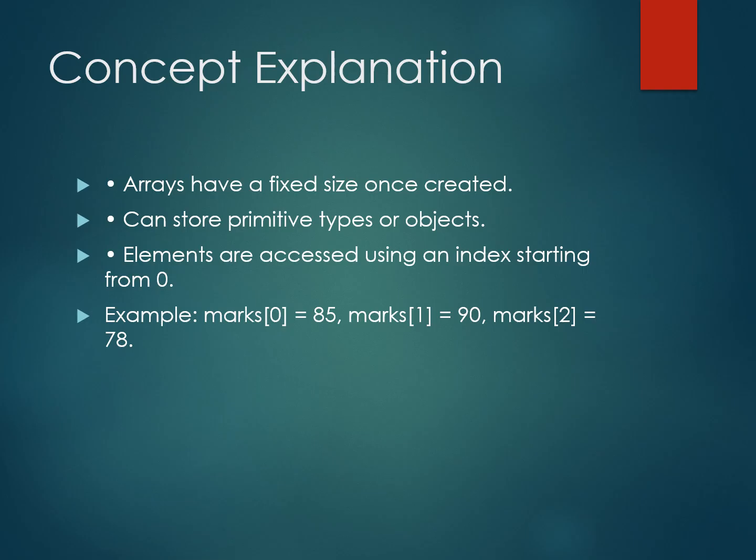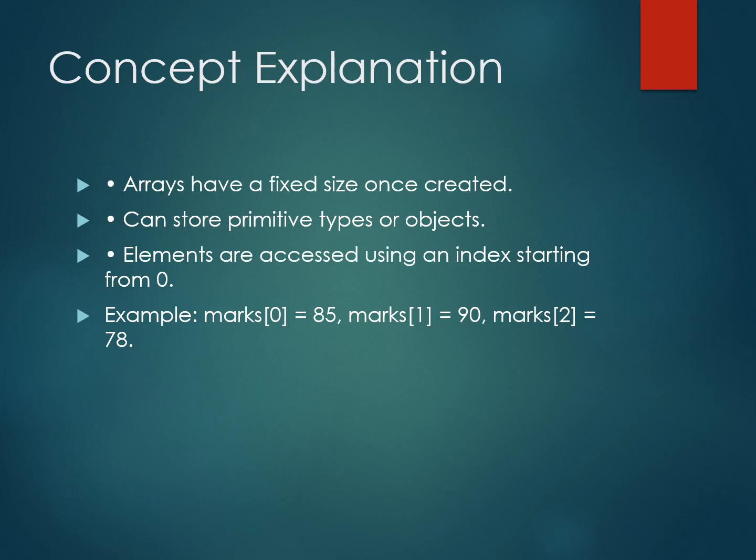Arrays in Java have a fixed size, meaning that once you create an array of 5 elements, you cannot increase or decrease its size later. Arrays can store both primitive types like int, double, or char, and even objects like String. The most important thing about arrays is that their elements are accessed using an index. This index always starts from 0.